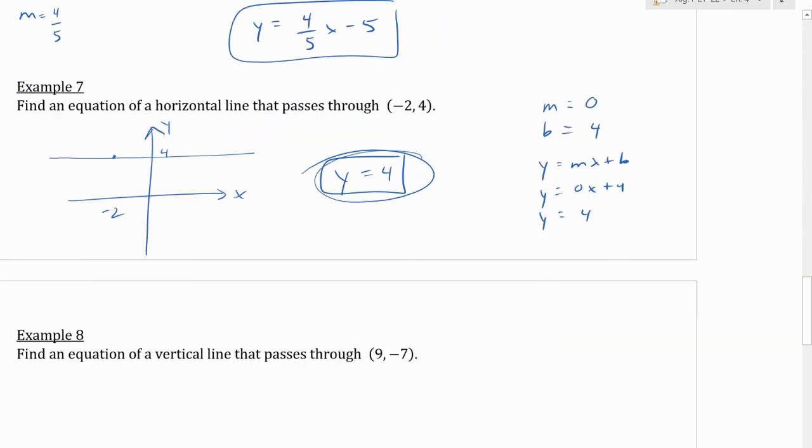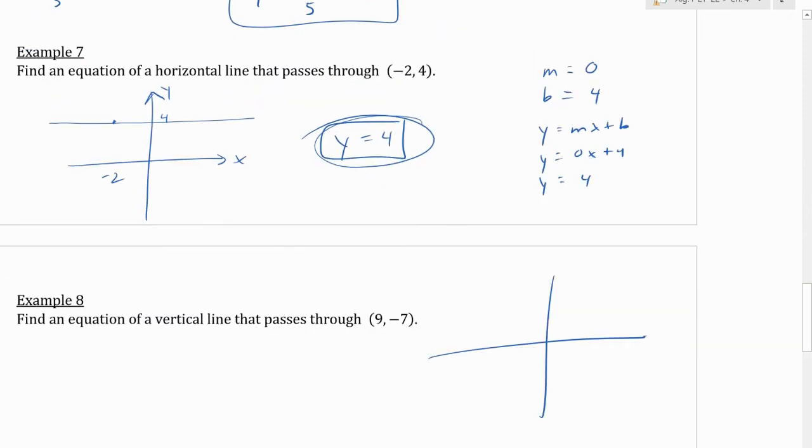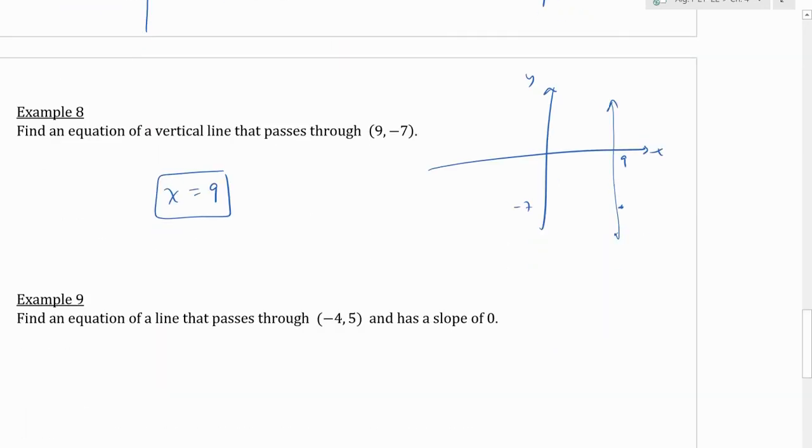Just think about it. So this one, if you go to 9, negative 7, put a point, and you want a vertical line through there, that's the line x equals 9. And you couldn't do anything with y equals mx plus b because the slope of a vertical line is undefined. Where are you going to stick that?